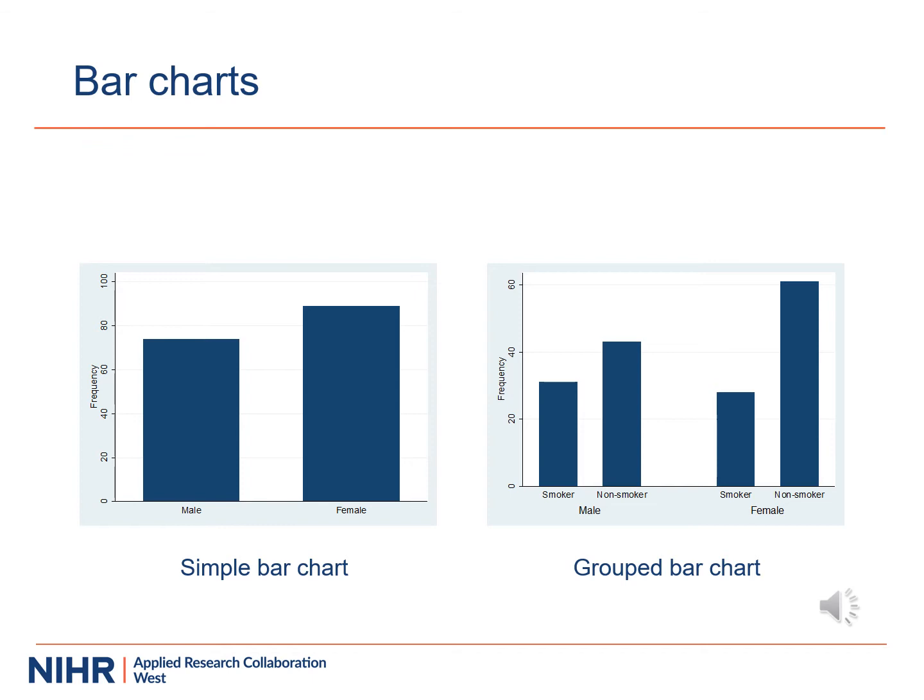The first bar chart on the left just shows the gender distribution. We can see that there are slightly more women than men in our sample. The second bar chart on the right shows the distribution of smoking grouped by gender. This visual display of the same data can be useful because it really emphasises the difference between men and women in terms of their smoking status.